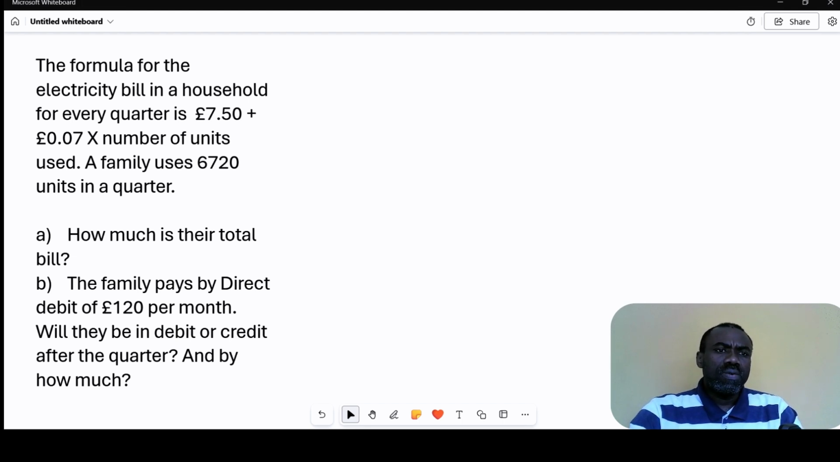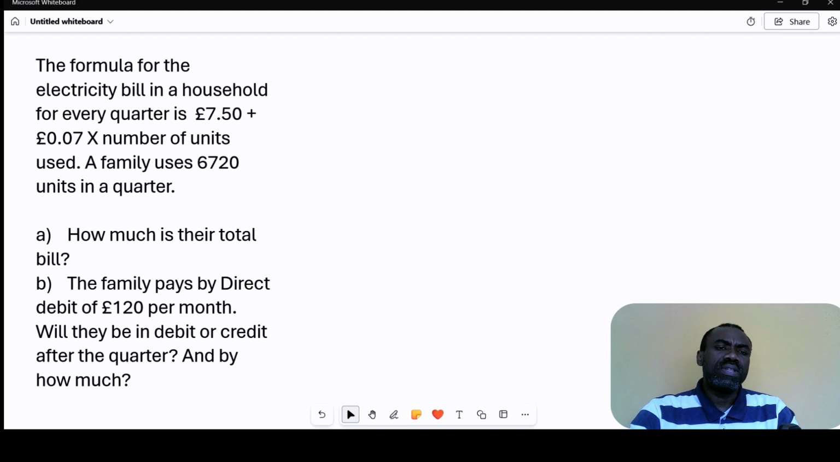The formula for the electricity bill in a household for every quarter is £7.50 plus £0.07 times number of units used. A family used 6,720 units in a quarter. Now the question: how much is their total bill for the quarter? And secondly, the family pays by direct debit of £120 per month. Will they be in debit or credit after the quarter, and by how much?